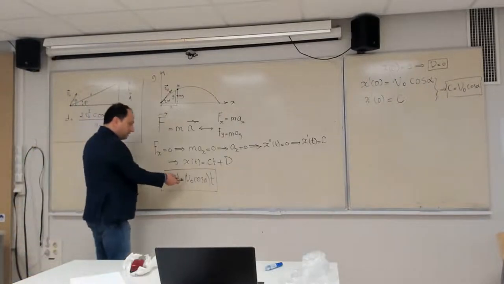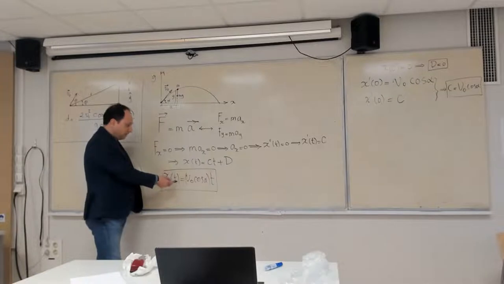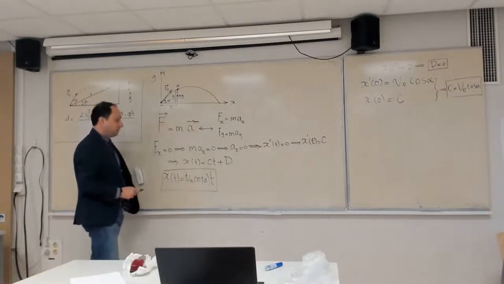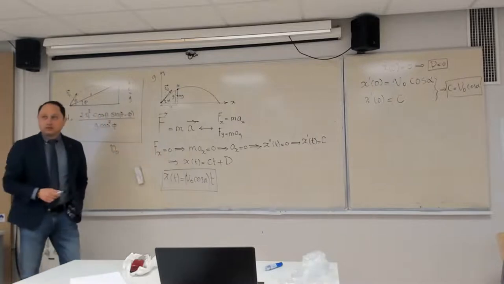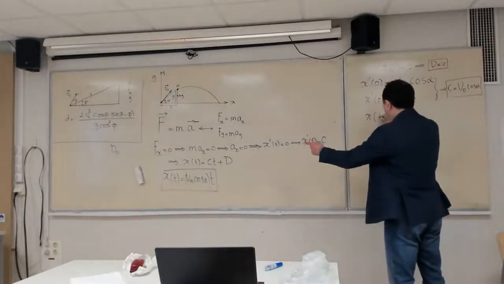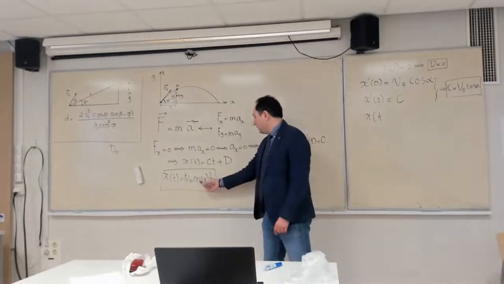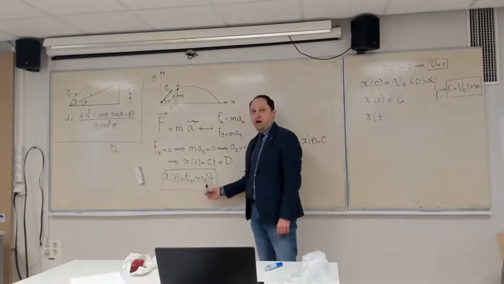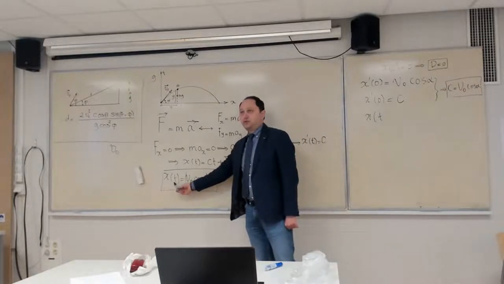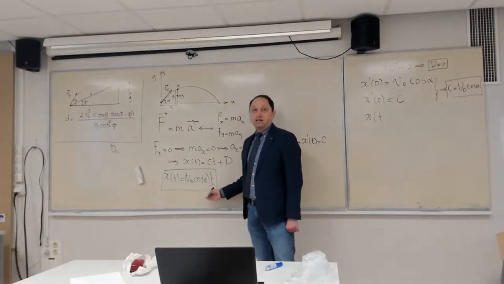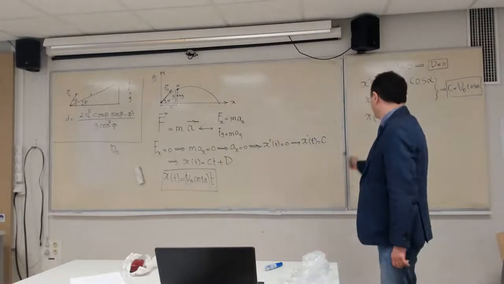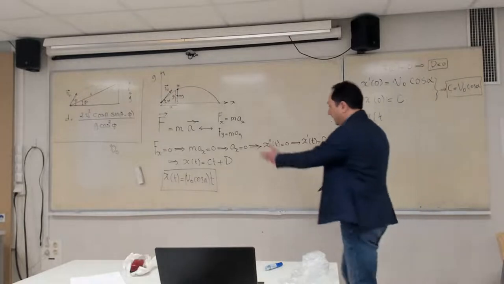But the law that helped us to calculate this was actually Newton's second law on the x component. So I got this. I don't have any problems. If you give me v naught, and if you give me alpha, I can predict the future x component for my particle at any instant of time that you want. So that's a prediction. So let me write x of t here. Okay, I have written it here.